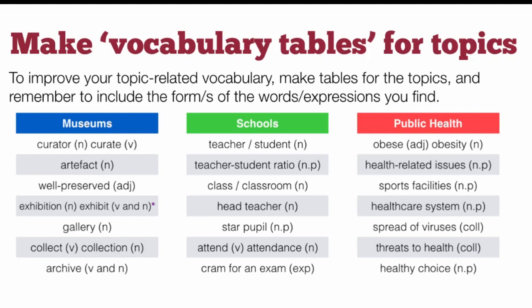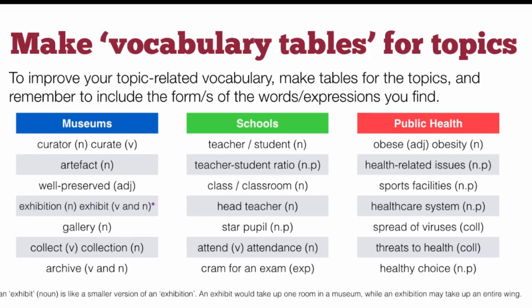Just a little point to make about that purple asterisk on museums, exhibition and exhibit. It's a commonly confused word. An exhibit is like a smaller version of an exhibition. While an exhibit would take up just one room in a museum, an exhibition may take up an entire wing.